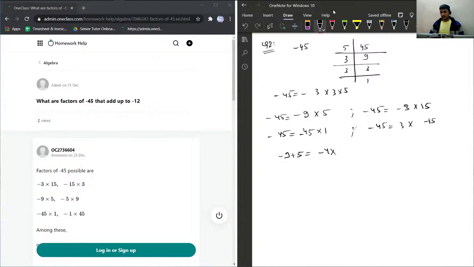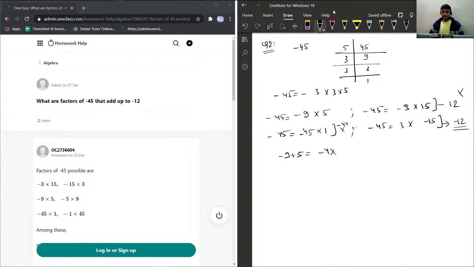In this case we can see that the sum of 15 and negative 3 is 12, but we need a negative 12, so this is again not the answer. In this case the sum will be minus 45 plus 1, which will become minus 44, and again this is not the answer. In this case we have minus 15, and if we add 3 to this, then this will become minus 15 plus 3, which is minus 12, and that is the answer which we needed.